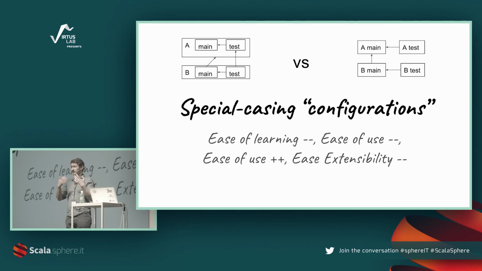The advantage is the model is simpler. There's only one concept of things that can depend on each other. So you interact with all of them the same way. You also get all the features immediately. You can depend on any of them. You can have a dependency on your test sources.